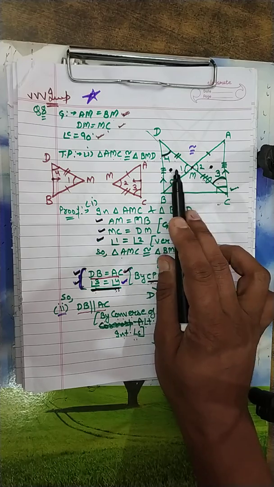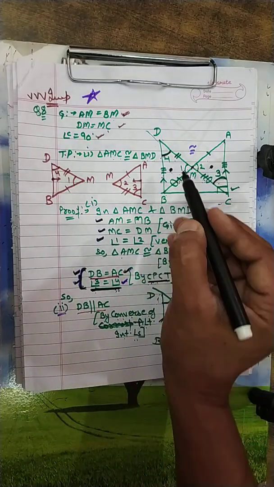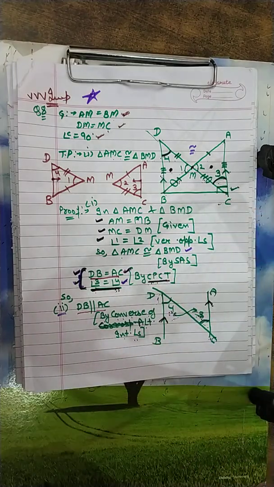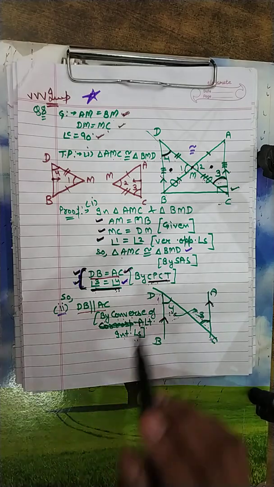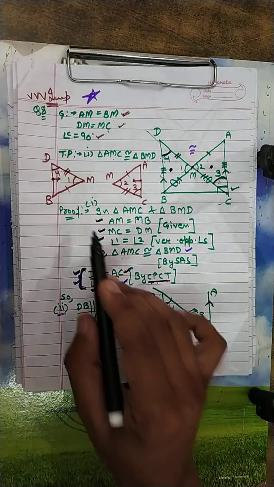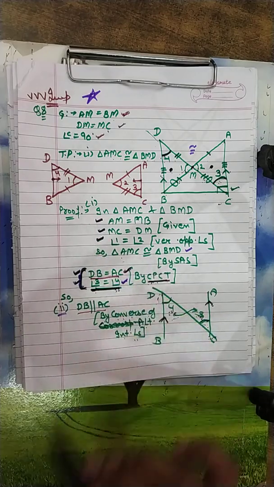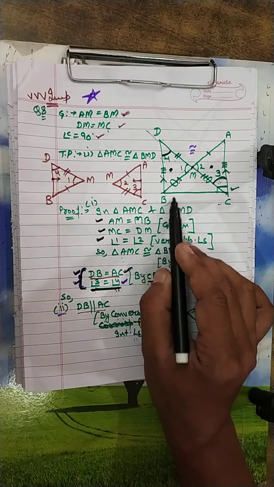If both triangles are congruent, then I have taken two conclusions from here by CPCT. One is DB equals AC and angle 3 equals angle 4. Now our first part is proved, triangles are congruent. In the second part, what do we have to prove? We have to prove that angle B is 90 degrees.